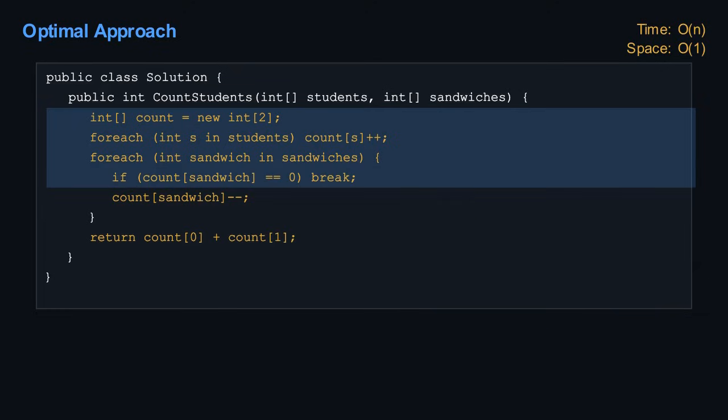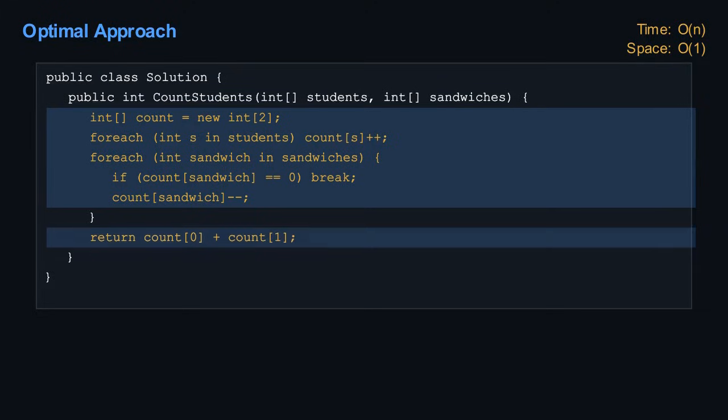Then, we iterate through the sandwiches. For each sandwich, if there's a student who wants it, we decrement their preference count. If, however, we encounter a sandwich type for which there are no remaining students with that preference, then all subsequent students with different preferences also cannot eat. At this point, we can stop and sum the remaining counts in our preference array.